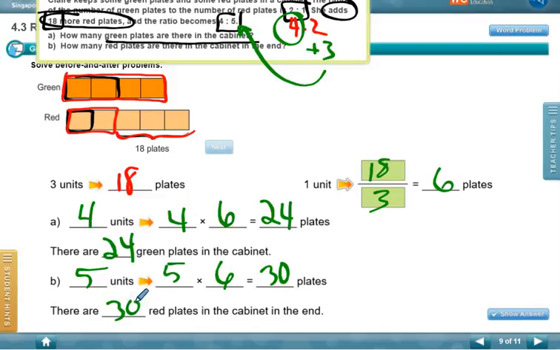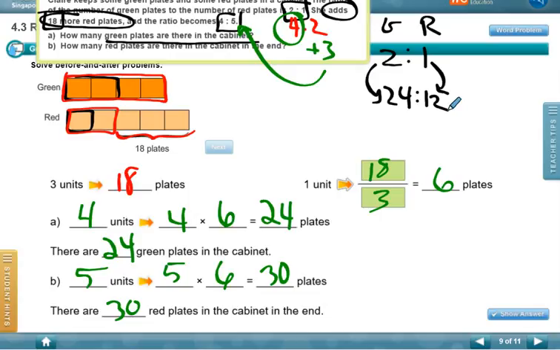What I was talking about at the beginning was if it's 2 to 1, being green to red, and I know that I have 24 greens, an equivalent ratio that would be 12. So to begin with, before I add the 18, I have 12 red plates. Add the 18 in, now I have 30. There are 2 ways to think about this problem. So there we go. There's the end.